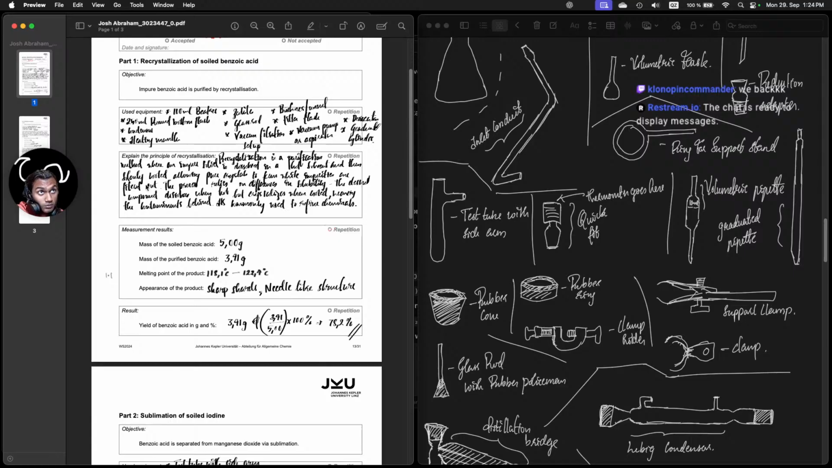Recrystallization is a purification method where an impure solid is dissolved in hot solvent and then slowly cooled, allowing pure crystals to form while impurities are filtered out. The process relies on differences in solubility. The desired compound dissolves when hot but crystallizes when cooled, leaving the contaminants behind. It's commonly used to refine chemicals.